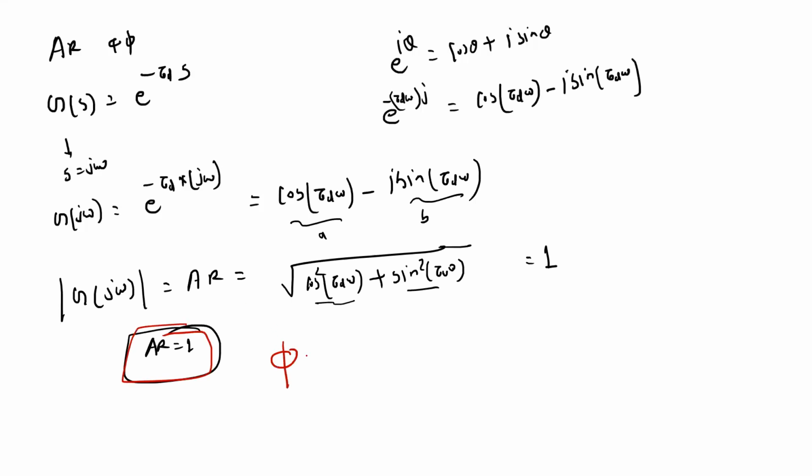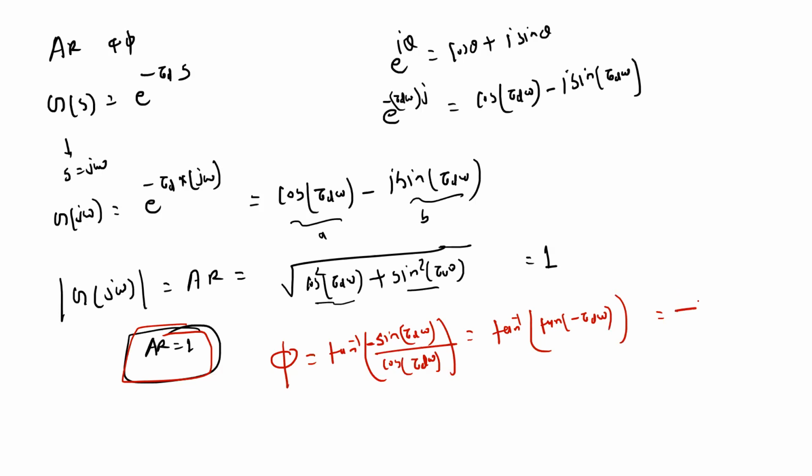Now, I want to calculate the value of phi. Phi is equal to what? Tan inverse B by A. So B is sin(tau d omega) divided by cos(tau d omega), but this one is a minus. So can I write tan inverse of tan of minus tau d omega? So tan inverse tan will get cancelled out, and that will be equal to minus tau d omega, right? So the value of phi you have got is minus tau d omega. And this phi is in radians.